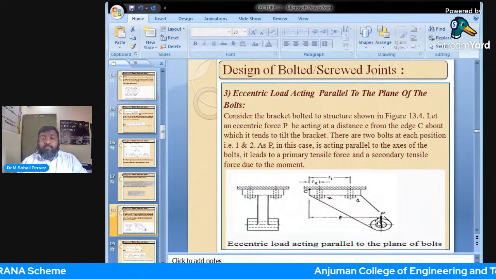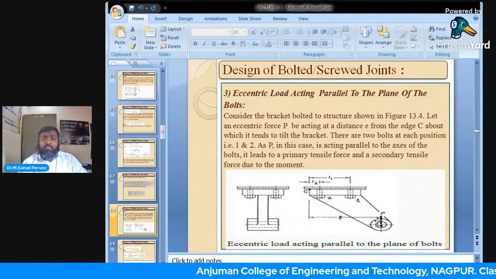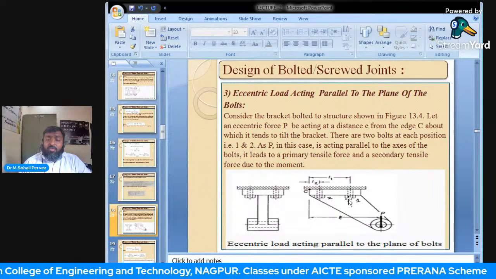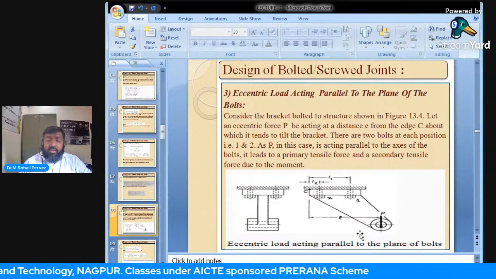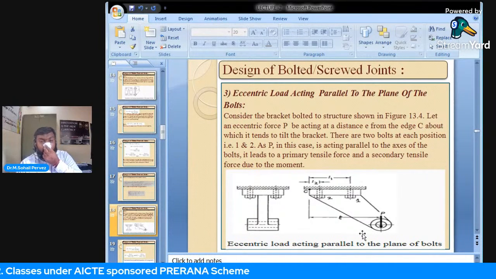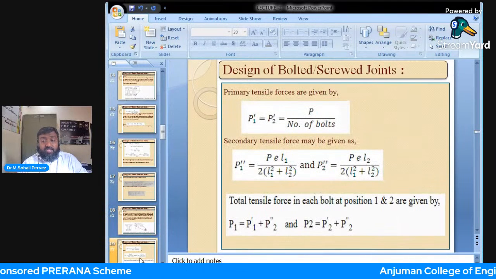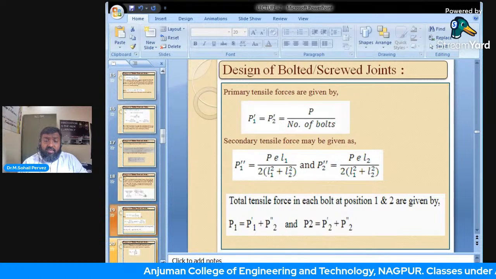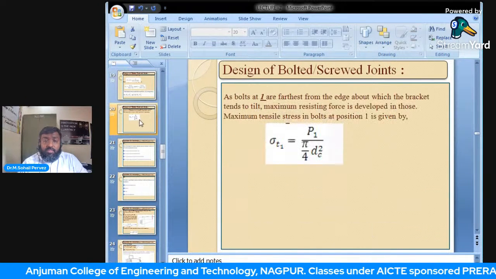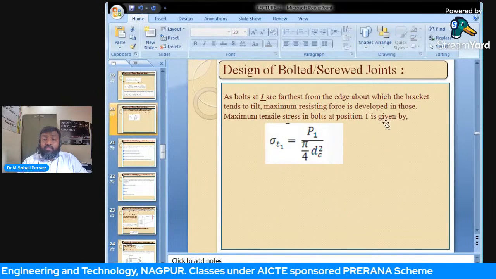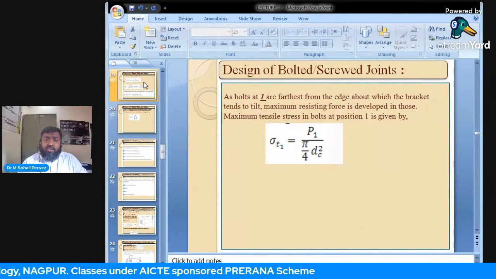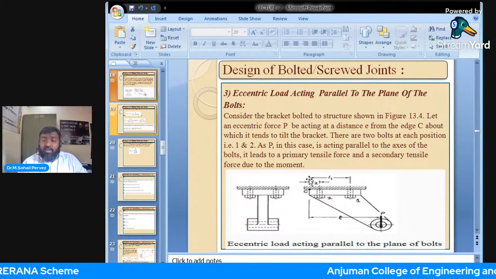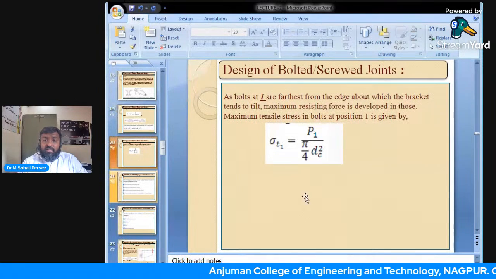The next one, eccentric load acting parallel to the plane of the bolt. This is simply a ceiling bracket, wherein primarily all the 2, 4, 6, 8 bolts will be under primary tension. The same is the condition here. Both the things would be tensile, so we directly add them and we get the answer. Again the same thing: the bolt at 1 would be farthest from the tilting edge, at distance L1, and the result will be calculated.